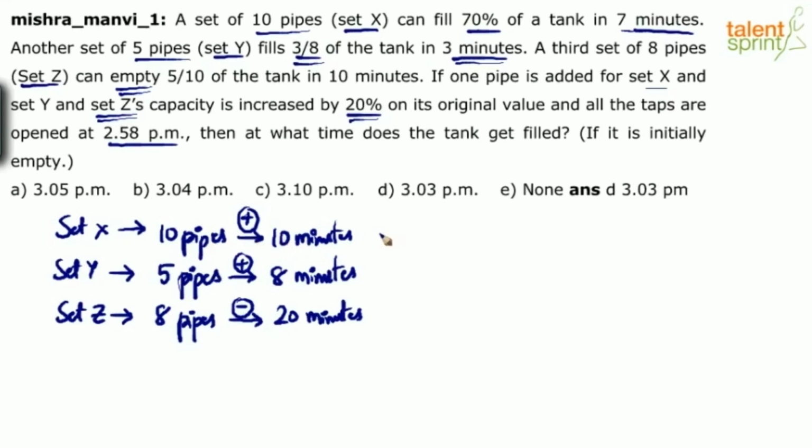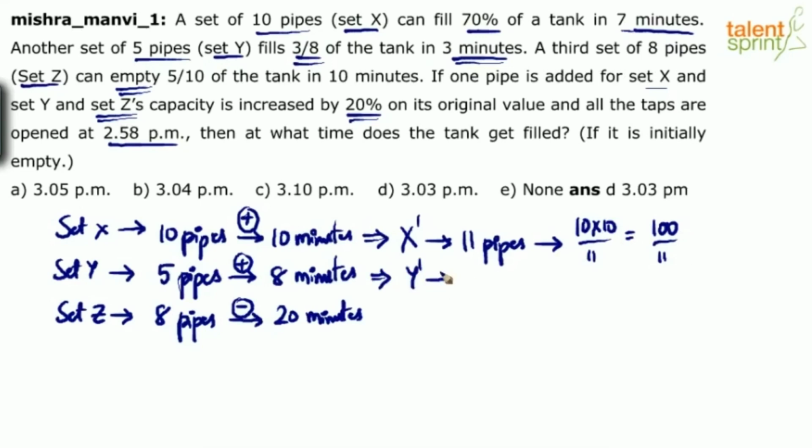So I can say the new set, let's say X dash, which has got 11 pipes, will take how much time? 10 into 10 by 11, which is nothing but 100 by 11 minutes. Yes or no? Similarly, the new set Y dash, it will have how many pipes? 6 pipes, right? One pipe is added.